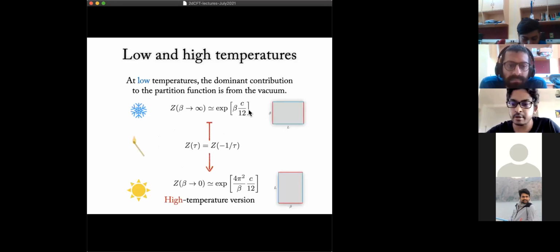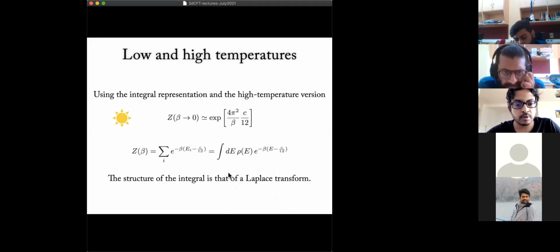So let's look at low temperatures first. At low temperatures, the dominant contribution is going to come from the ground state of the theory. That is this. Okay, so that's the ground state. And now you can heat it up. You can go from low temperatures to high temperatures by doing an S modular transformation. And doing an S modular transformation of this gives you this. So that's the high temperature version, the high temperature partition function.